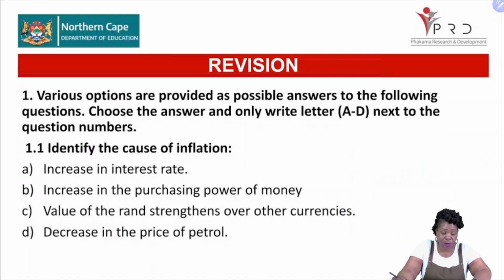Our 1.1 says, identify the cause of inflation. A, increase in interest rate. B, increase in the purchasing power of money. C, value of the rand strengthens over other currencies. And D, decrease in the price of petrol. Right, let's answer number one, and then we can go to 1.2.